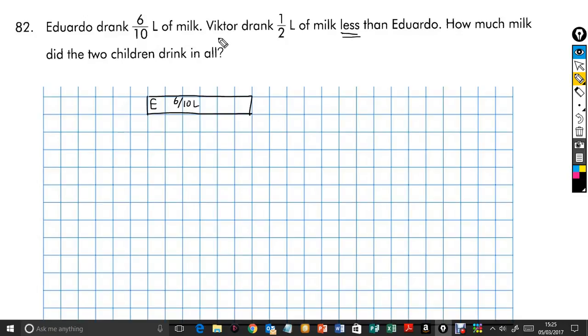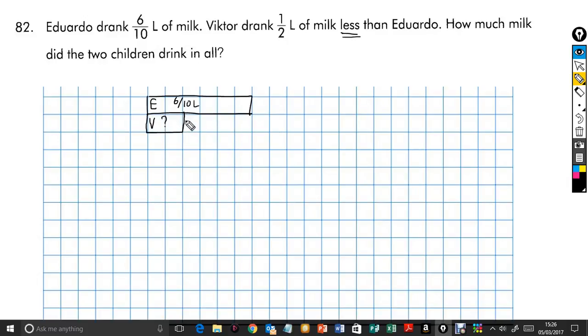I now need a block for Victor, and what I know is that he drank half a litre less. So his block is going to be smaller. I'm just going to make a guesstimate of how much smaller, but it doesn't matter for the model to be useful. It doesn't matter that I'm entirely accurate. My model will still be very useful to me. Okay, so this is Victor, and at the moment it's a question mark as to how much milk he actually drank. I don't know how much milk Victor drank.